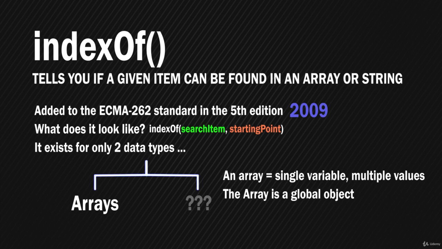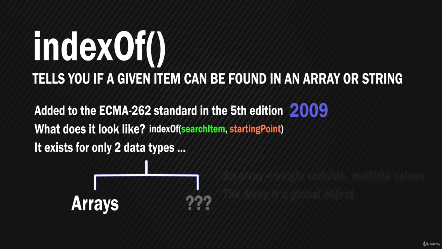Let's just go back to where we started. Remember we said it only exists on 2 data types, this indexOf method. The first data type we've looked at is arrays. What do you think the second data type is? Well, it is, drumroll please, strings. So this one slide you're looking at here is a very important one. It gives you a very high level overview of this indexOf method.